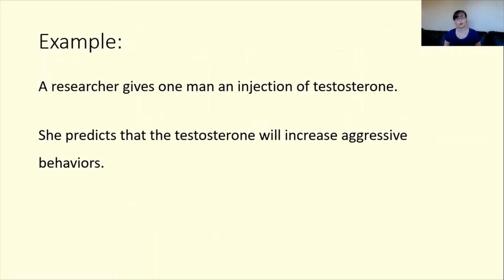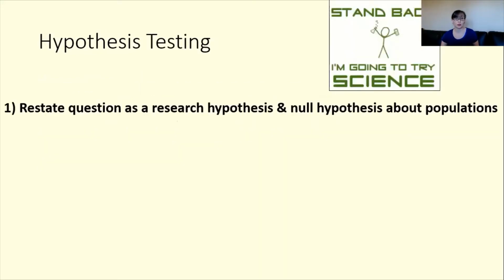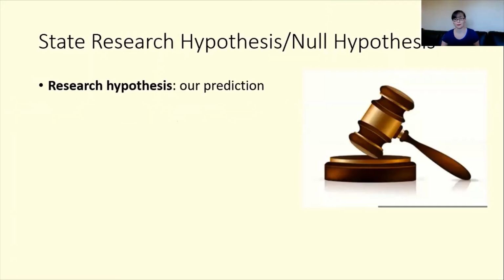Imagine that we have a situation where a researcher wants to test the effect of testosterone, and they give one particular man an injection of testosterone. This researcher predicts that the testosterone will increase aggressive behaviors in this individual. Now we can start working through our 5 steps of hypothesis testing. Remember that our first step is to restate our research and null hypotheses about populations.